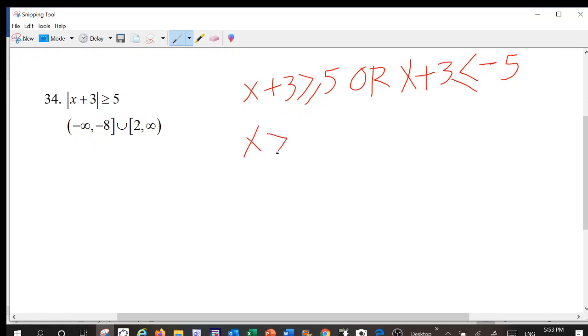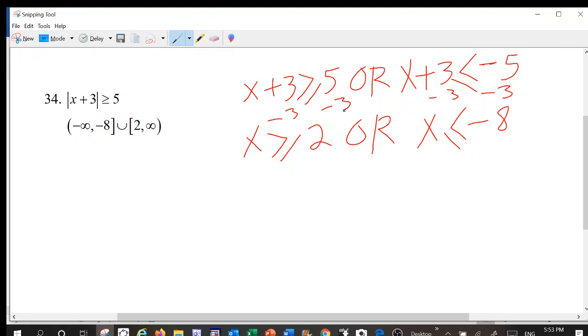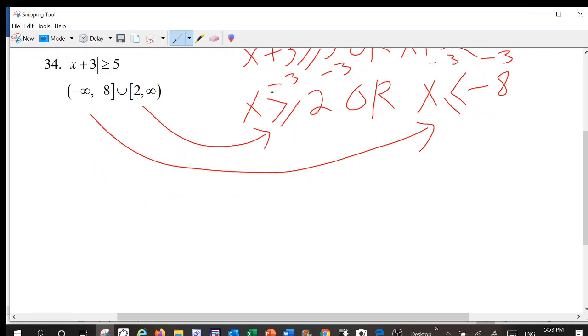From here, x has to be greater than or equal to 2, and here x has to be less than or equal to negative 8, because you have to subtract 3 from both sides. Here we have to subtract 3 from both sides. Okay, so the solution would be basically, you see, that's what that is, and this is what that is, right? And that's the solution.